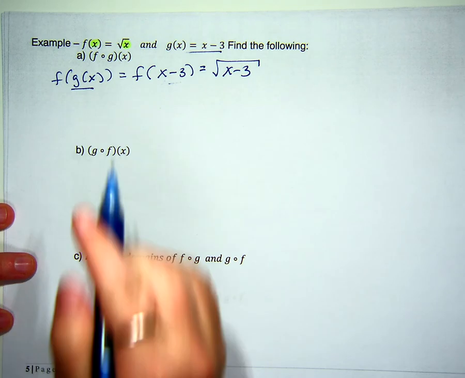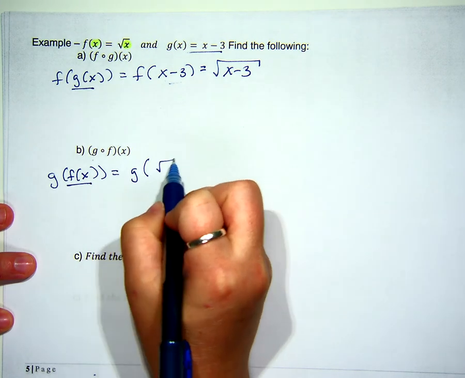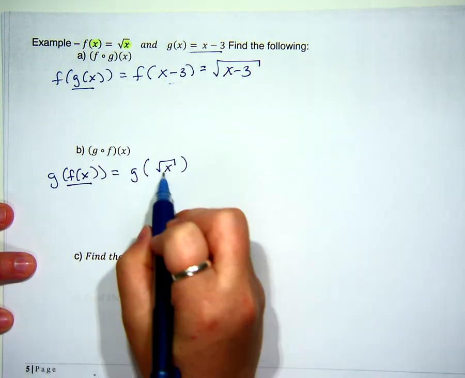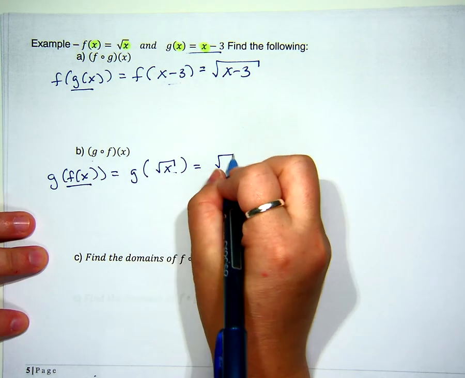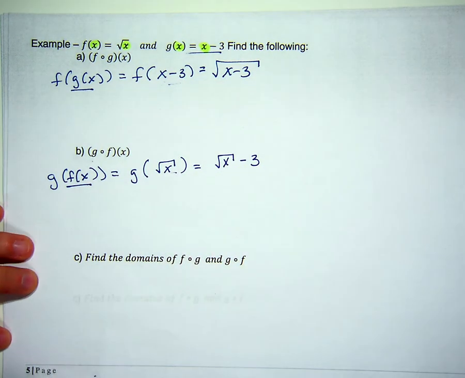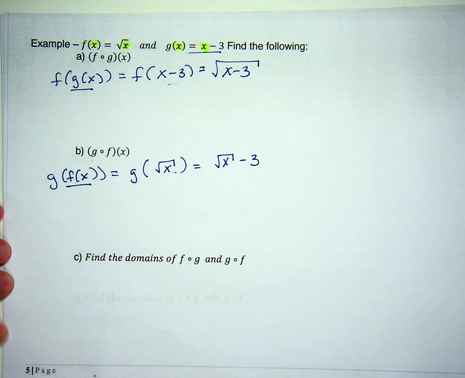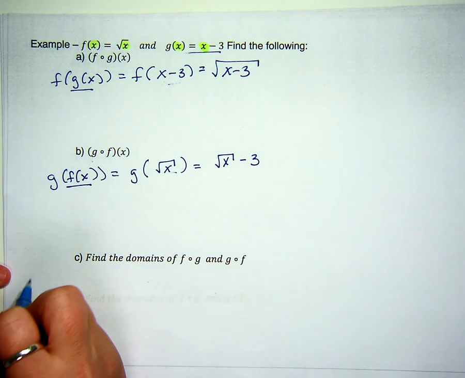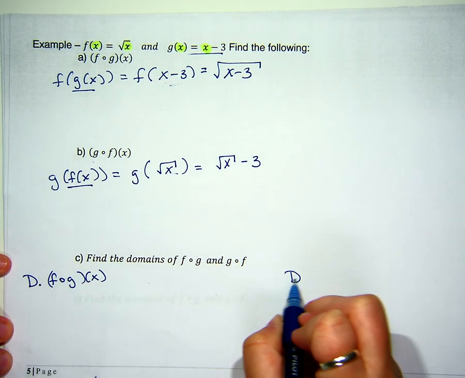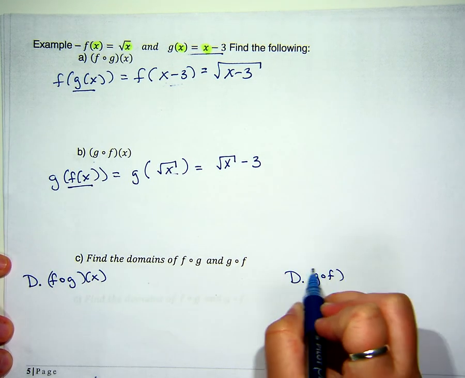Let's find g of f of x. Again, it's g of f of x. So g of root of x. Wherever I see an x in my g function, I'll put root of x. So I have square root x minus 3 on the outside. We want to find the domains of both of these functions. We want to find the domain of f of g of x, and the domain of g of f of x.